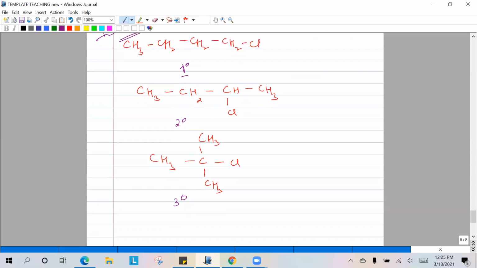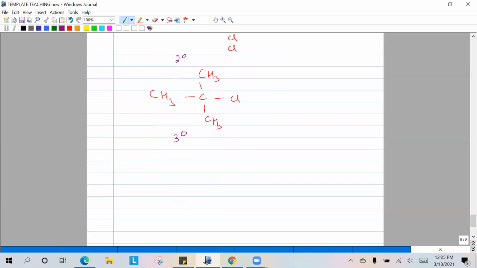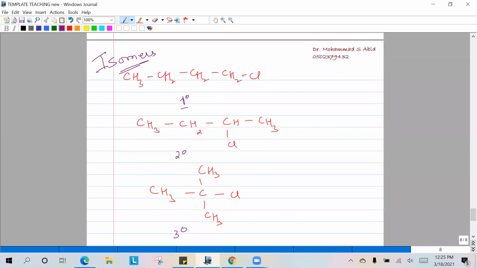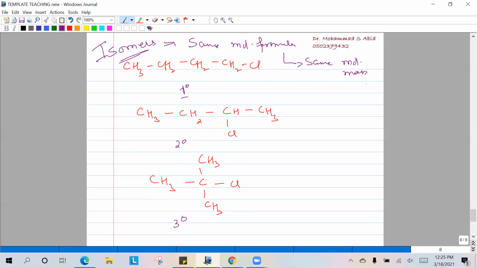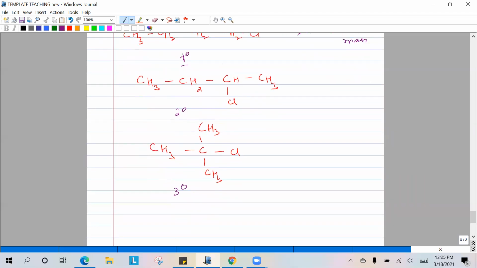We already know from the chapter on alkanes that when you're comparing isomers, they have the same molecular formula. Same molecular formula means the molecular mass will be the same. So the molecular mass is not different between them. Then how do we compare? If you observe over here, it is very simple that this has the least surface area.